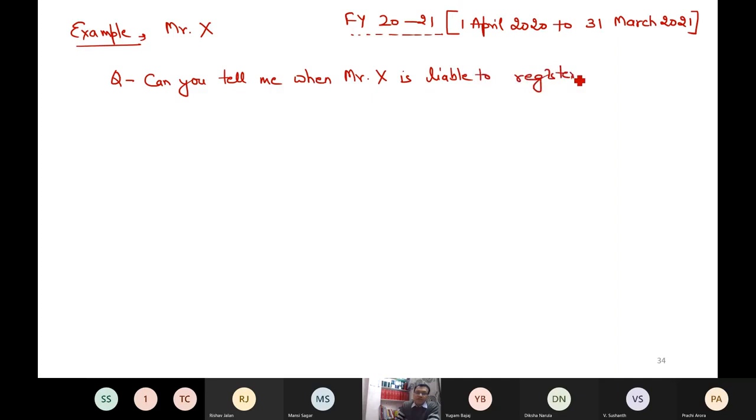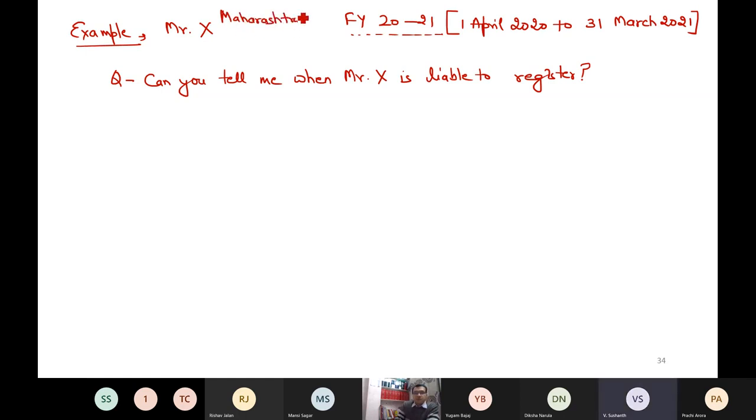Can anyone tell me when Mr. X is liable to register? This is my simple question. Anyone who can give me the answer? Kindly try. Anyone who can unmute and reply when I will register. I am a supplier in Maharashtra.